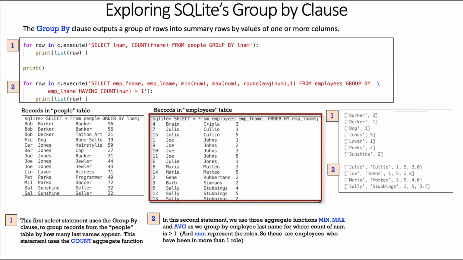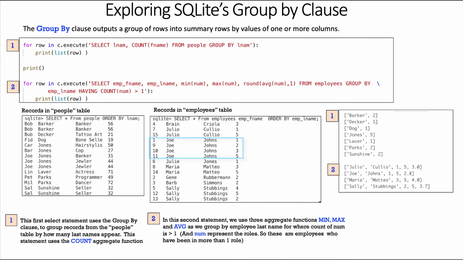Here in the middle, we have the records from the entire employees table. And you can see that final column num. You can see where Joe Jones, for instance, has been in row 1, 2, 3, and 5. Julia Coolio has been in row 1 and 5, that type of thing.